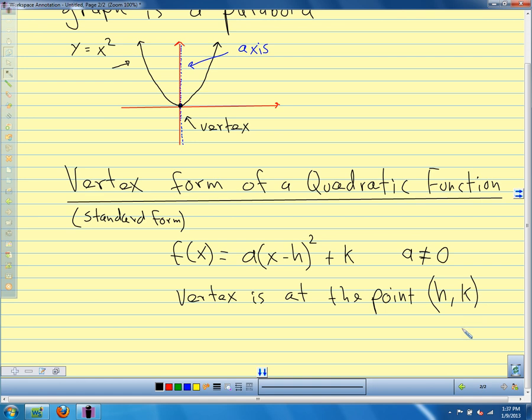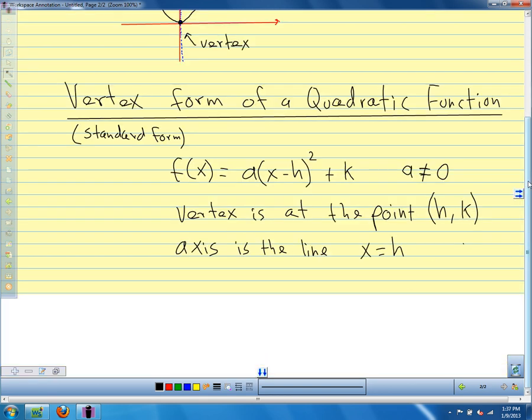So if we write our quadratic function in this form, we can figure out where the vertex is right away. And the axis is the line x equals h. So when we put our quadratic function in vertex form, we can pick out where the axis of symmetry is, and we can pick out where the vertex is.